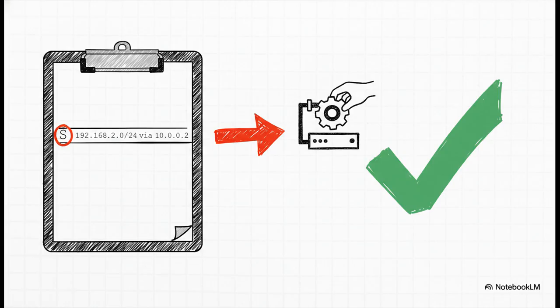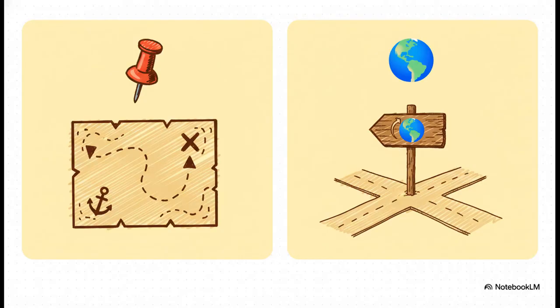It worked. Now, it is really important to understand the difference between this and something called a default route. A static route like the one we just made is like a super specific map to a single address. A default route, on the other hand, is like a big sign that just says, for any traffic that you have no other directions for, just send it this way. One is specific, the other is a catch-all for everything else.